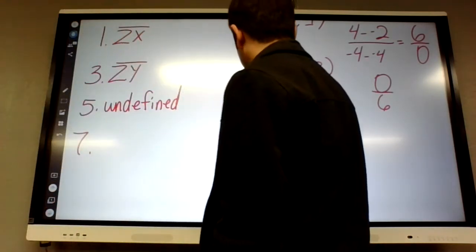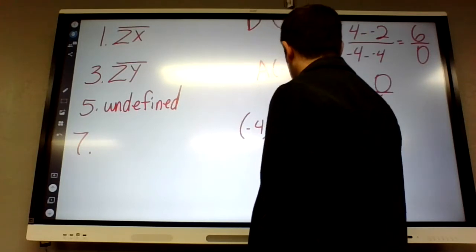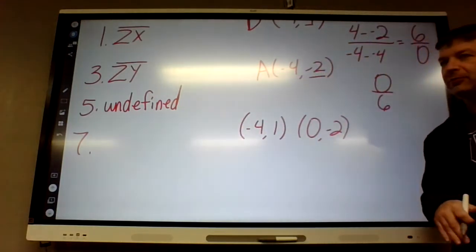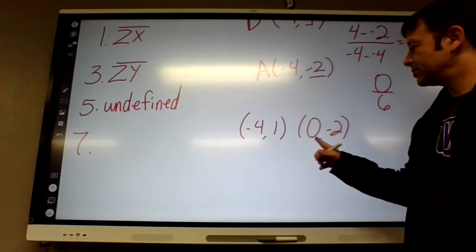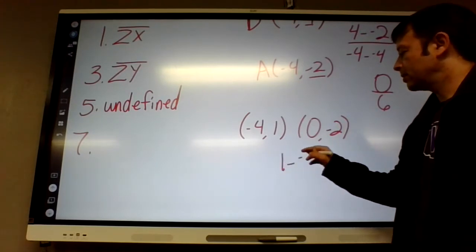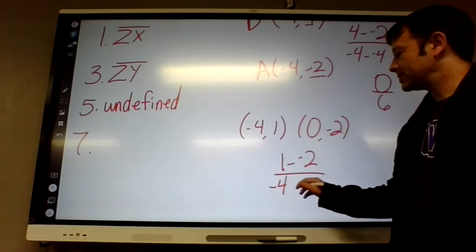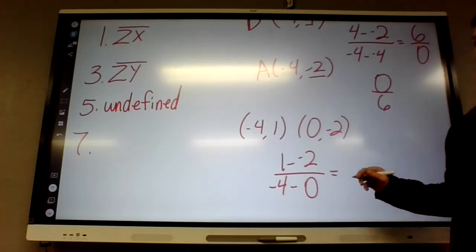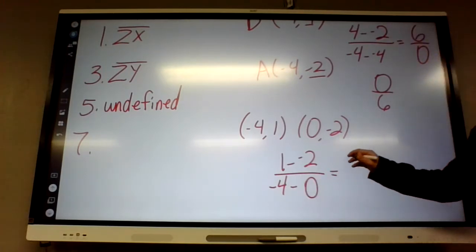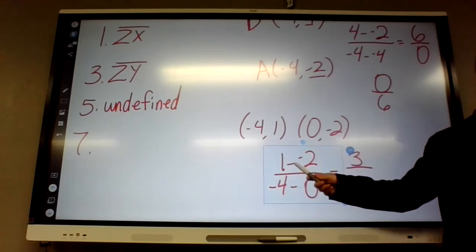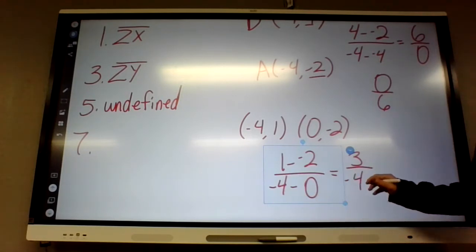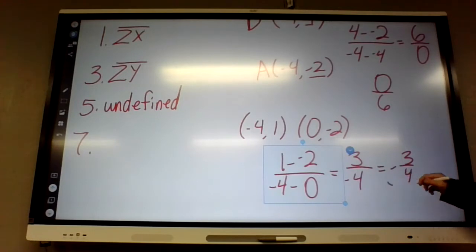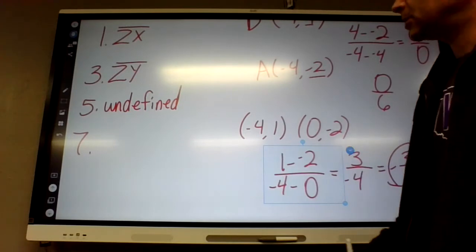D is at negative 4, 1 and E is at 0, negative 2. You could probably count the rise and the run if you were careful about it, but let's go ahead and use the slope formula. So it's y minus y over x minus x. What's 1 minus negative 2? 3, because that becomes a plus, right? What's negative 4 minus 0? So the slope is negative 3/4. I guess I should have put that over here.